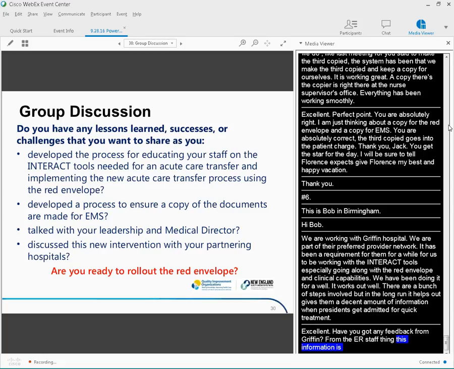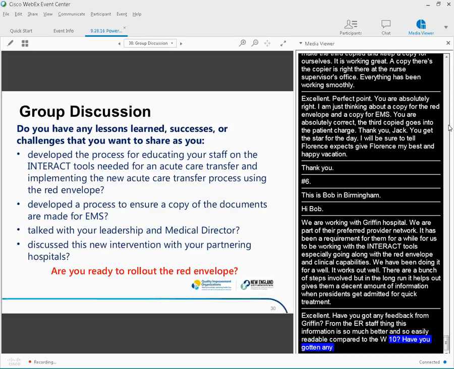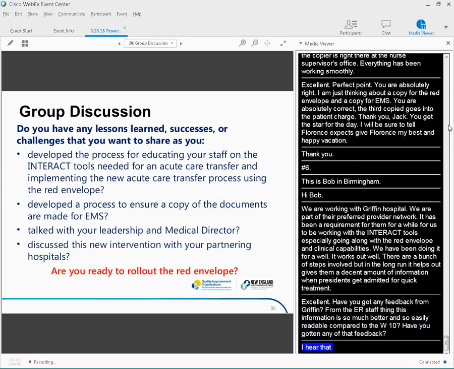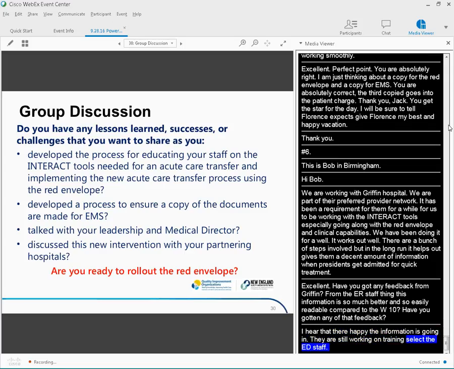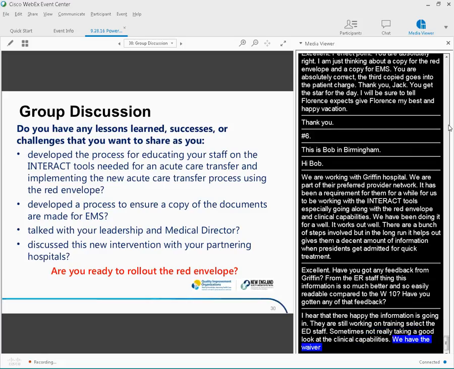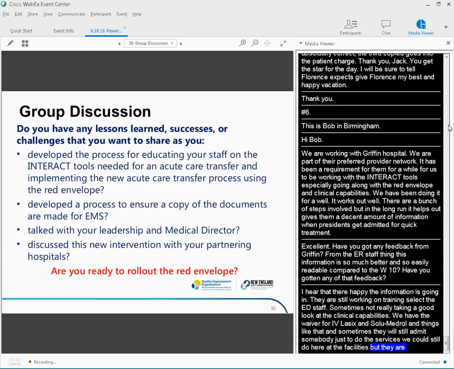I hear that they're happy that the information is going in, and they're still working on training some of the ED staff there, sometimes not really taking a good look at the clinical capabilities. We have the waiver for IV Lasix and the Solu-Medrol and things like that, and it's clearly posted, and sometimes they'll still admit somebody just to provide the services that we could do here at the facility. So they're still working with that on their end as well. It's not just what we're doing, it's what they're doing once they get the information. But it's an open dialogue, and it's getting better.